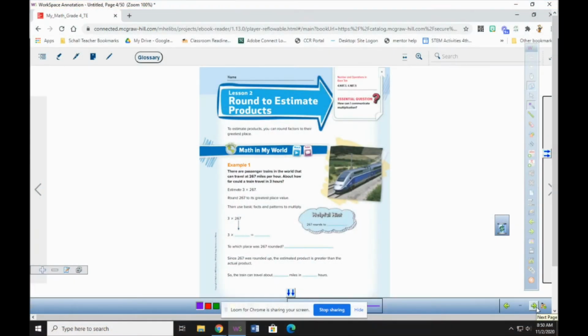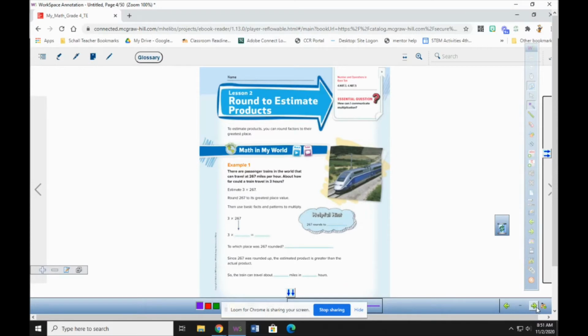For Lesson 2, Round to Estimate Products. To estimate products, which is what we call a multiplication problem, we're going to round the factors to their greatest place value. When we round to estimate products, however, if you have a single digit, we are not going to round that number. We will only round numbers that are 2 digits or higher.